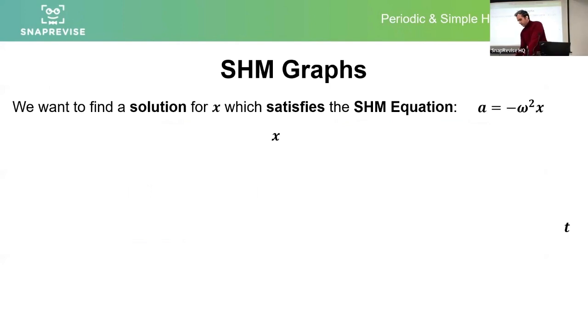Right, so let's push on. We want to find a solution for x which satisfies our simple harmonic motion equation. So far, it's been a little unsatisfying. We've said the acceleration is equal to some constant of proportionality times minus x. But we haven't given a function in terms of time for what x actually looks like. What's the graph of simple harmonic motion?